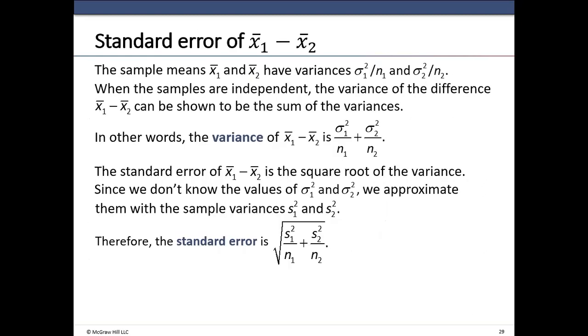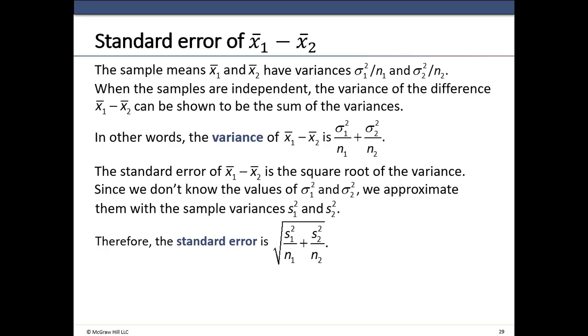Okay. So the sample means x1 bar and x2 bar have variances sigma 1 squared divided by n1 and sigma 2 squared divided by n2. When the samples are independent, the variance of the difference x1 bar minus x2 bar can be shown to be the sum of the variances. In other words, the variance of x1 bar minus x2 bar is sigma 1 squared over n1 plus sigma 2 squared over n2. The standard error of x1 bar minus x2 bar, remember that is the standard deviation of the sampling distribution of x1 bar minus x2 bar, is the square root.